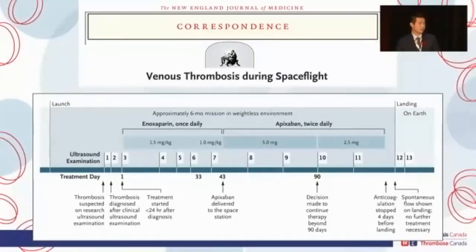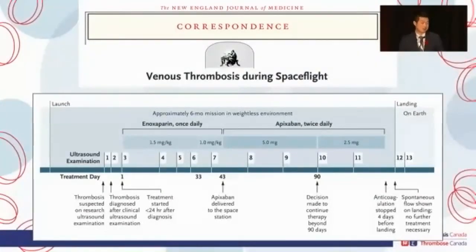They started off at 1.5 milligrams per kilogram at first, and then their supply got low, so they had to step down to 1 milligram per kilogram around the 1 month mark. At the 6-week mark, they sent a supply spacecraft up with some DOAC. They also sent some protamine and some PCC just in case. The patient was switched over to apixaban and completed a 3-month course.